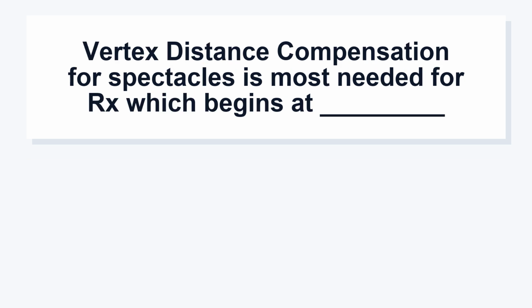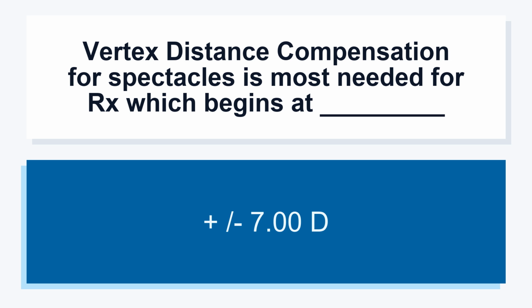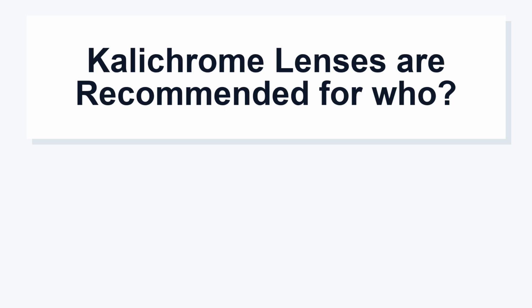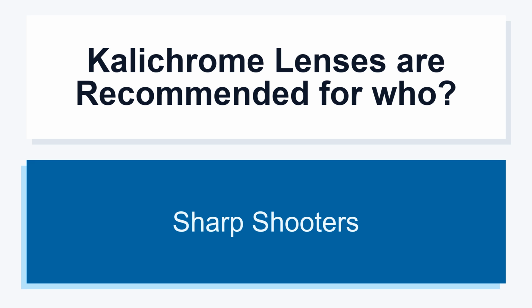Vertex distance compensation for spectacles is most needed for RX, which begins at plus or minus 7.00D. Calichrome lenses are recommended for who? Sharpshooters.